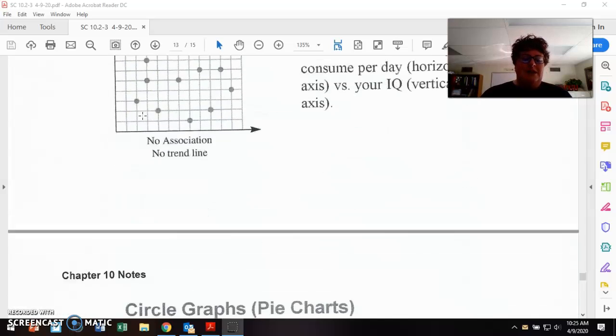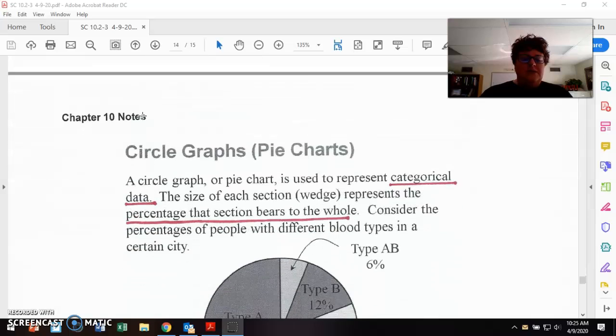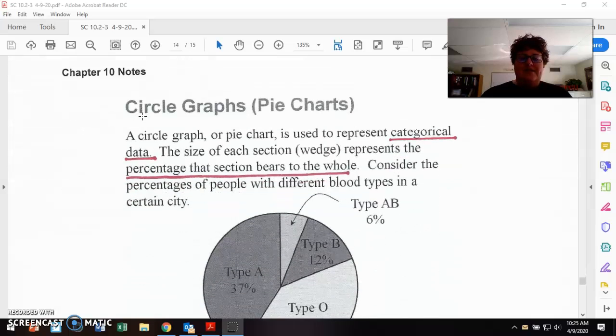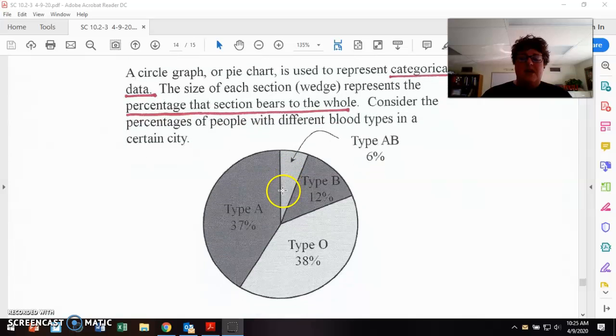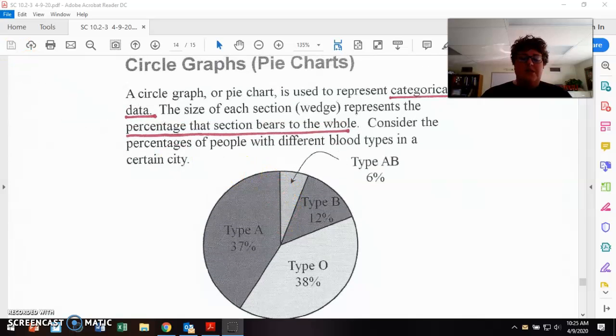The next one is a circle graph, and this is always used for categorical data, and it always has percentages. So if you make a circle graph, make sure that you have percentages listed there, what type. Again, you'll have a title, and then differentiated sections around. And again, your circle should add up to 100%.